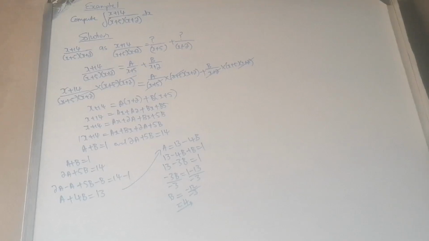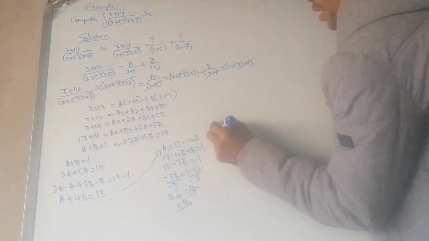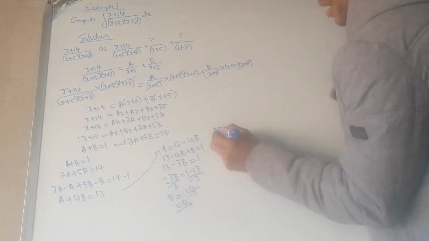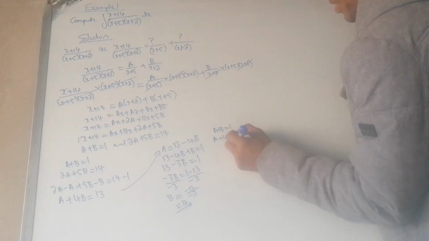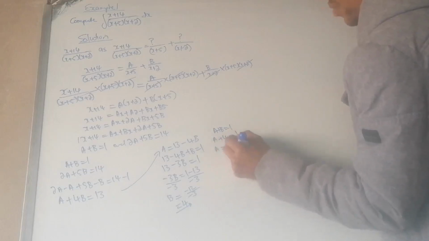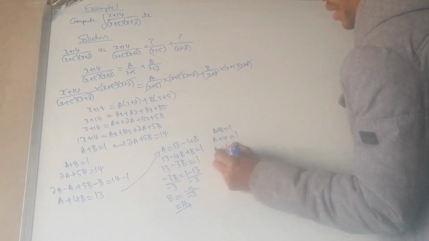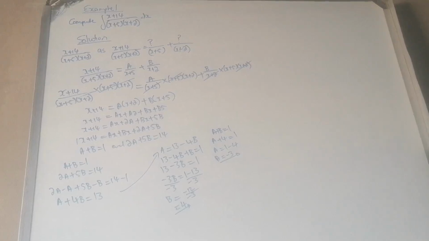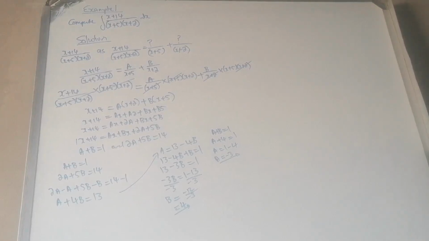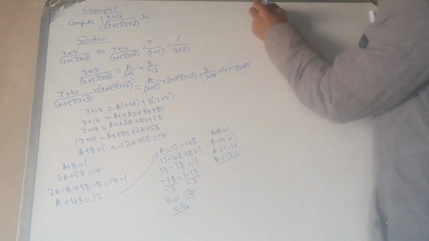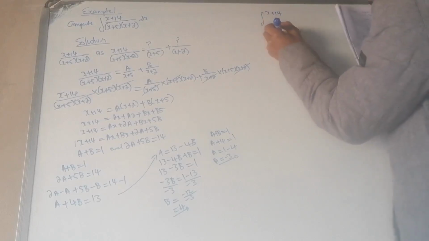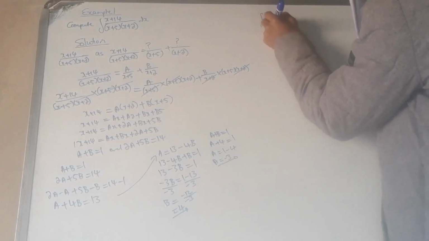Okay. And then now that I have B, I can simply find A. I can say A plus B equals 1. And I can say A plus 4 equals 1. A equals 1 minus 4. A equals minus 3. And I am done. And now I can say the integral of x plus 14 divided by x plus 5, x plus 2 dx.